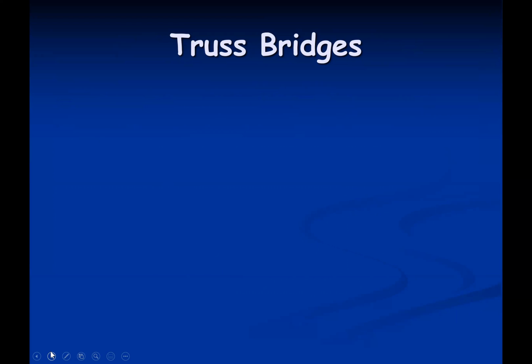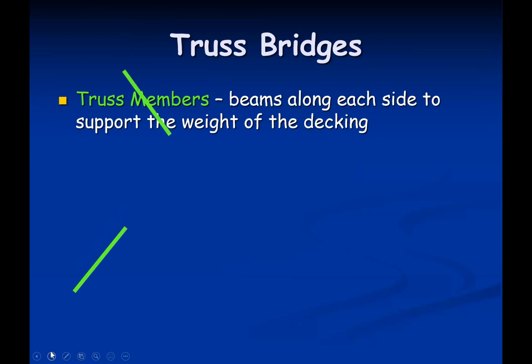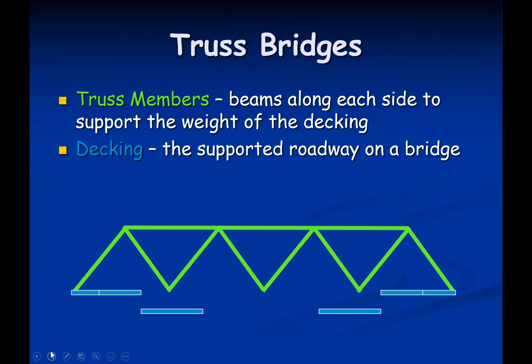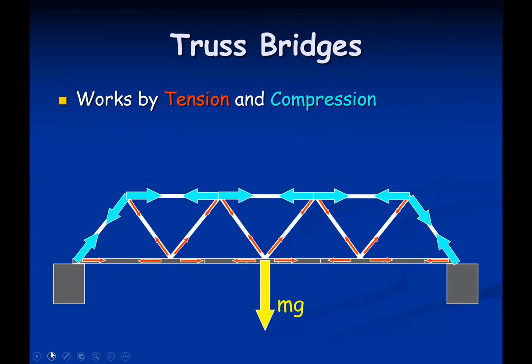Now, the main one is the truss bridge. This is what you guys are mostly focusing on. So the truss is made up of what we call truss members that are beams along each side to support the weight of the decking. We haven't even put on the decking yet. So that's keeping those in line, your top bar. And then we want to put in our decking, and we're hoping that that truss is going to be able to support the decking. And that's what we want to make sure everybody's putting some focus on.